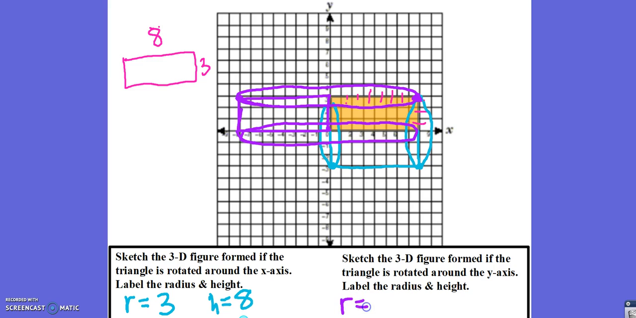The radius is going to be the long side of the rectangle this time. So half of that circle that we just drew in, we've already determined that to be 8 units. And then the height is going to be the short side. Connecting those two circles, the height here is going to be 3. Now we saw that if I take a rectangle and rotate it, it's always going to give me a cylinder.